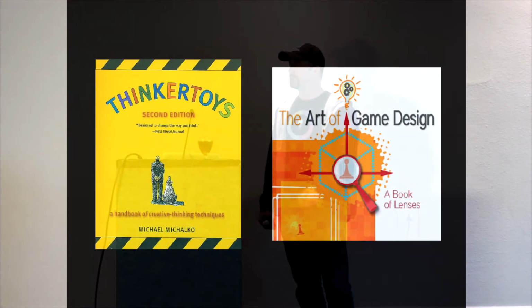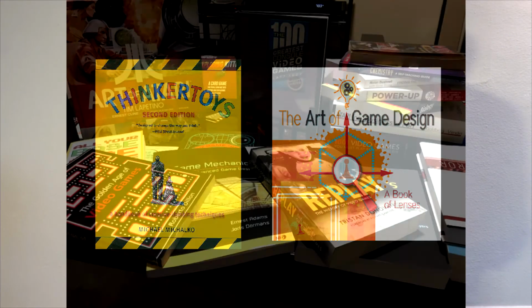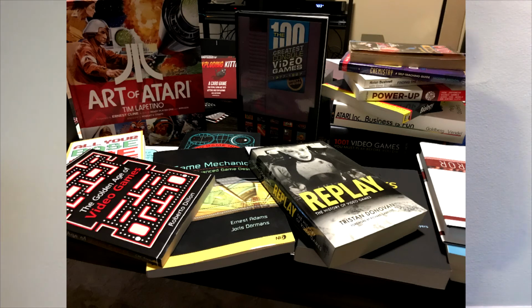So I've come to the end, but these are the books I recommend you get. Thinker Toys and the Art of Game Design. It's Game Design College for under $100. Not bad. And I continually buy more books. I spent so much money on books. History books on video games, other game design books, books on chemistry. I use things from chemistry and biology for game design. Again, I study everything I can.